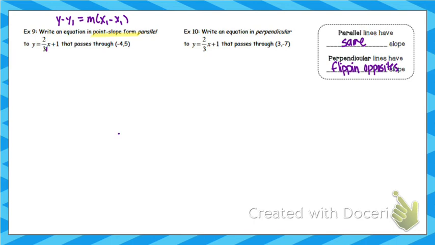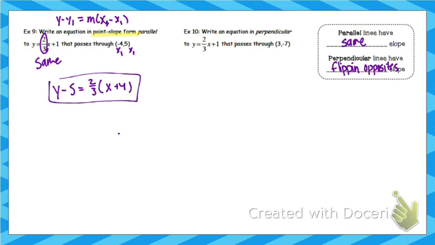So if it's parallel, it has the same slope. All right, and then this is my x, this is my y. So y minus 5 equals 2/3, x minus -4, which is x plus 4. And since it says point slope form, I can stop there. I don't need to do the extra work.